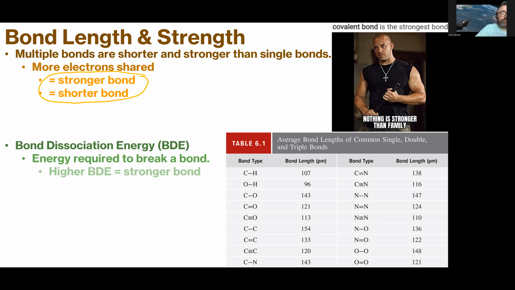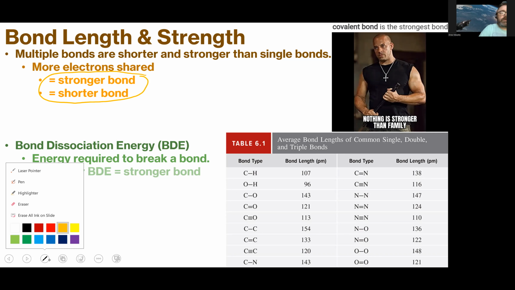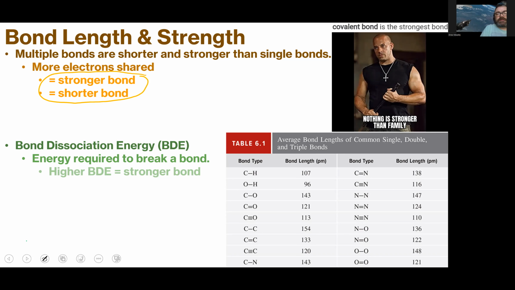And what we mean by stronger is in terms of bond energy. Call this the bond dissociation energy, or the BDE. This is the energy that you have to put into that bond to get it to break into its two neutral atoms. The higher the bond dissociation energy, the more energy you have to put into that bond to get it to break, and the stronger that bond is.